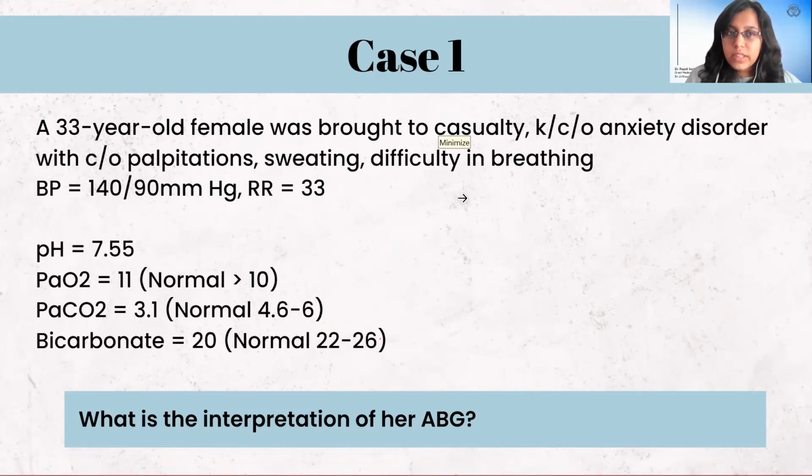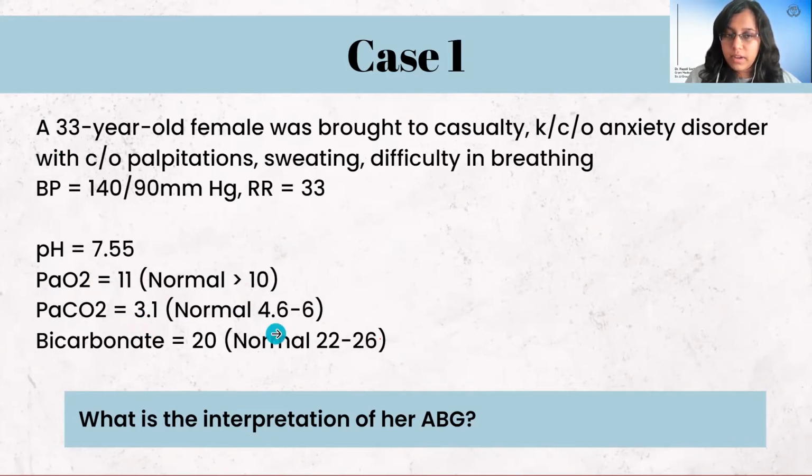Okay, what we'll do is we'll take it step by step. What is the pH? Just look at the pH and tell me if it is acidosis or alkalosis. Okay, fine, great. Alkalosis. So everyone agrees it's alkalosis. PaO2 is 11. That means the oxygenation of this patient is normal.